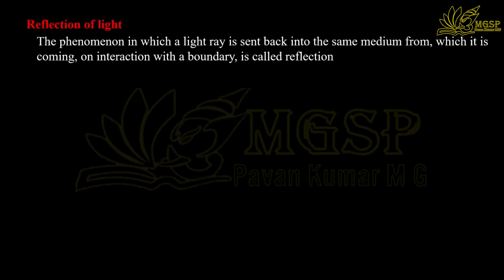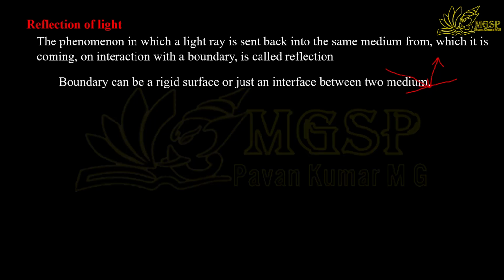Reflection of light. The phenomenon in which a light ray is sent back into the same medium from which it is coming, on interacting with its boundary, is called reflection. Suppose I consider this is a surface and this is the beam coming like this, and when it hits the surface it reflects back, means the light ray is going back to the same medium from where it has come from. That is the meaning of this statement.